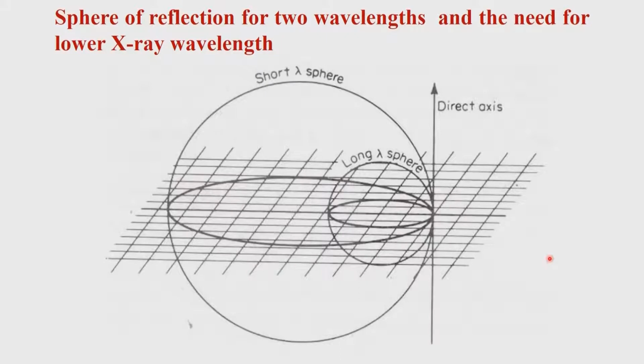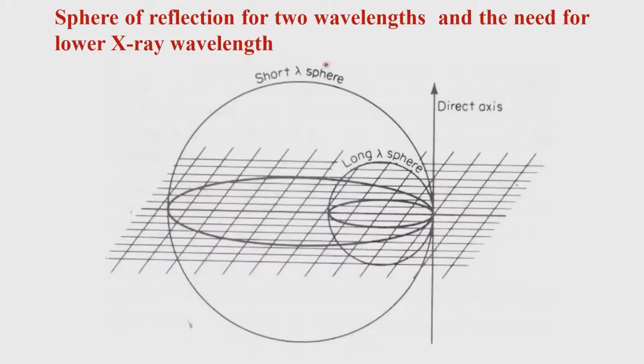Suppose we now reduce the value of lambda, then 1 over lambda will keep on increasing. So, the shorter the wavelength, the more reflections in the reciprocal lattice will fall. So, therefore, the more reflections will fall and more reflections will satisfy the Bragg condition.